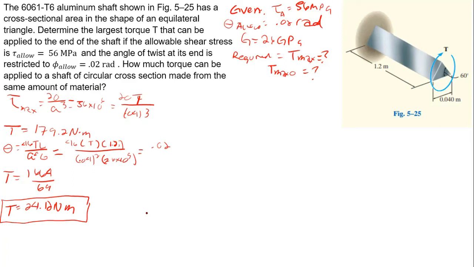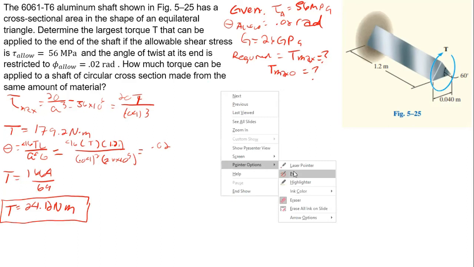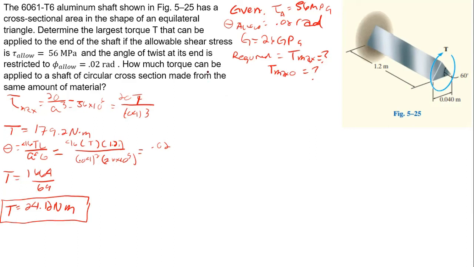So next, ano natin? Kapag kinonsider naman natin na ano daw yung pag gumamit naman tayo ng circular cross-section, gamit yung same amount ng material. So pwede natin sabihin dito na dapat yung area natin for circle. So yung next na pinapahanap sa atin is how much torque can be applied to a shaft of a circular cross-section made from the same amount of material. Kung meron tayong same na dami ng material na gagamitin, so pwede natin sabihin na ang area dapat ng circle natin ay equal sa area ng triangle natin.